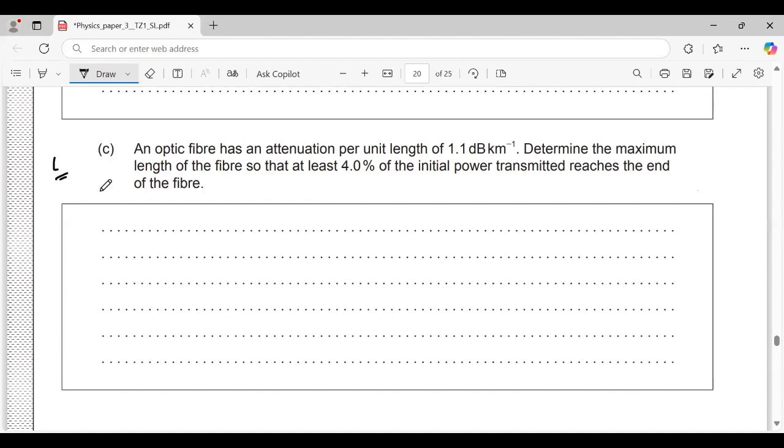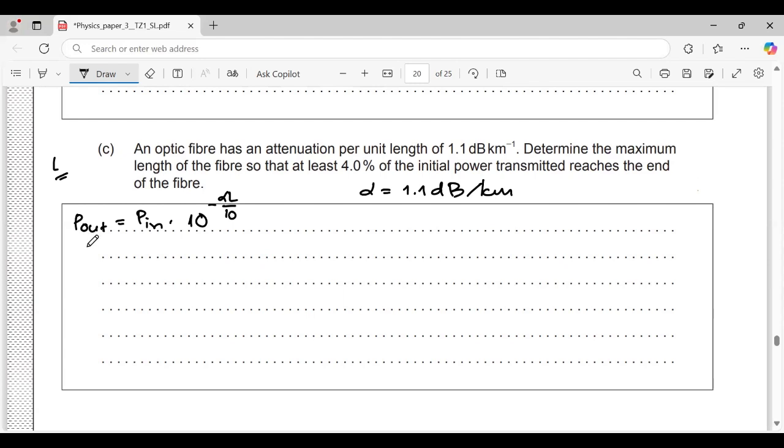To find L, I'm going to use the formula for attenuation of light in optical fibers, and the formula says that P out equals P in multiplied by 10 to the power of minus alpha L over 10. L is the length of the fiber. What is P out? P out is the power at the end of the fiber. P in is the initial power, right? And alpha is the attenuation coefficient, which is 1.1. This information is 1.1 decibel per kilometer. That one, right?